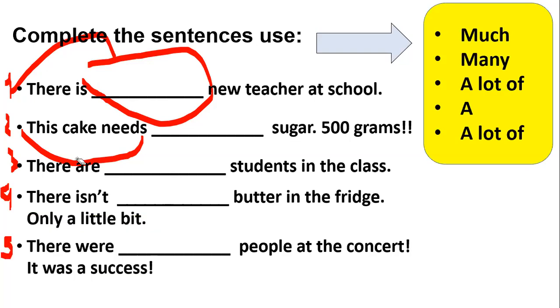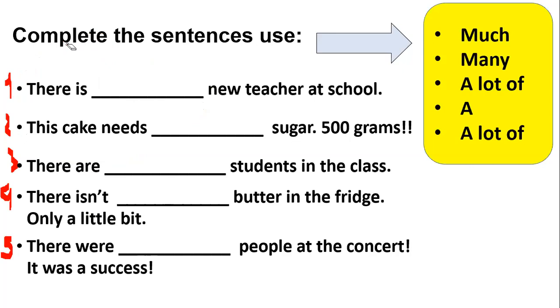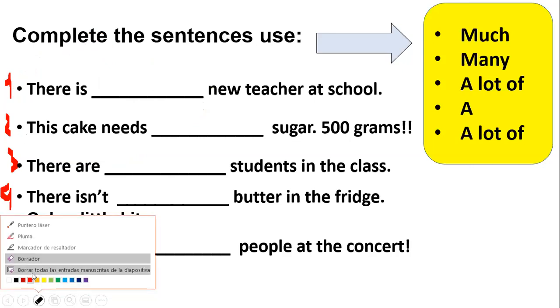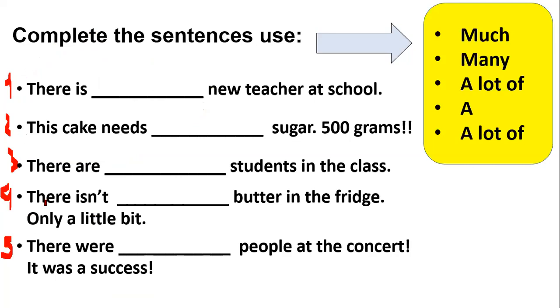All right, I need you to pay attention because these are activities that are similar to the ones that you have in the book, but maybe similar to the ones that you're going to have in the exam. First, we need to identify the nouns. I have, there is blank new teacher. New teacher. Is it countable or uncountable? Countable, exactly, because you can count the teacher. It's A.